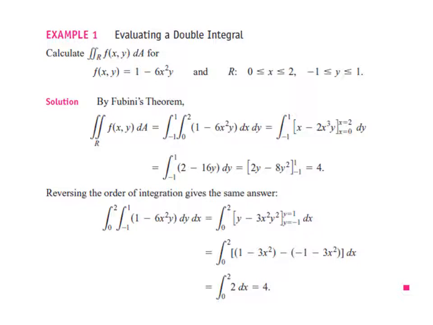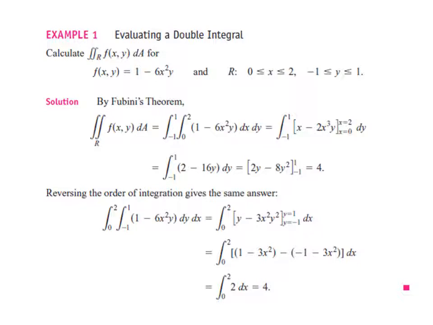Let us change the order of integration, because the region of integration has constant limits, so we can change the order of integration also. So x varies from 0 to 2 and y varies from minus 1 to plus 1. Integration of x equal to 0 to 2 and y from minus 1 to plus 1 of 1 minus 6x squared y dy dx. Here the order is first integrate with respect to y, then with respect to x.